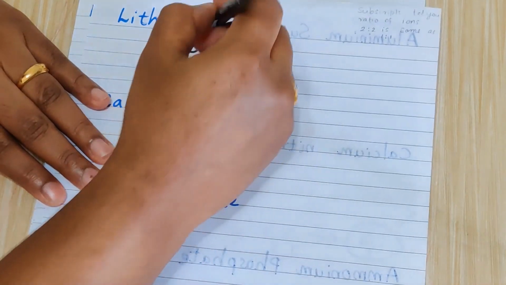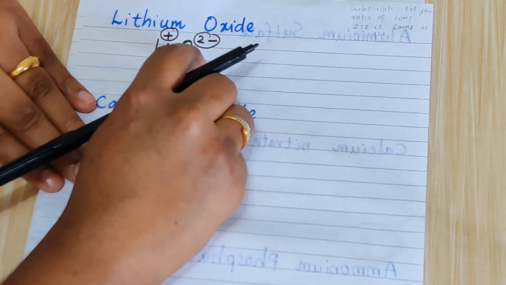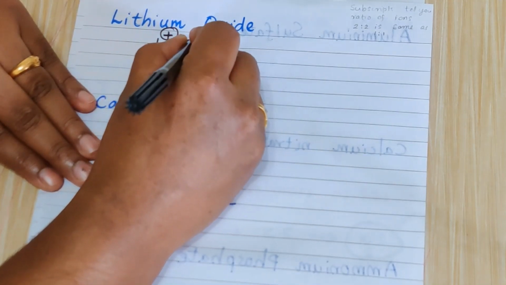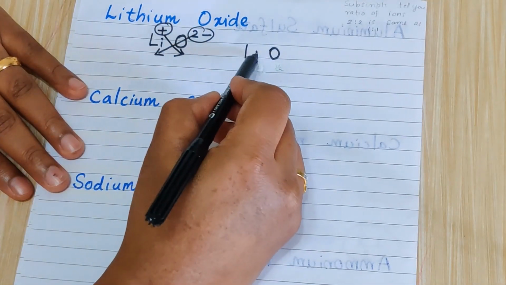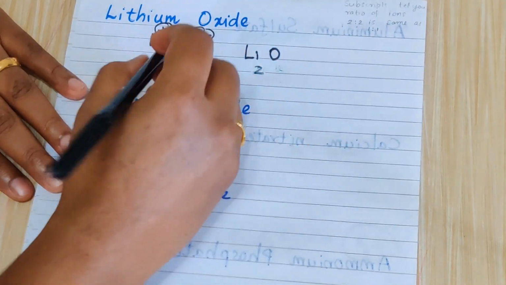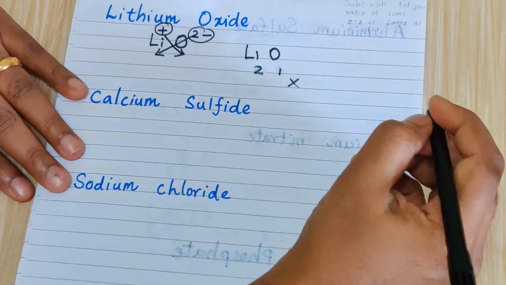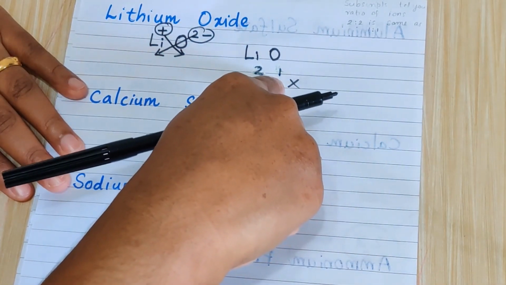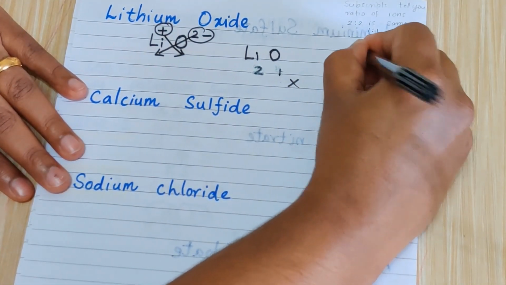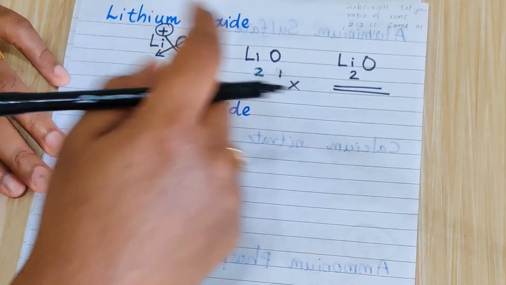What is our third step? We just cross the valencies. Don't take the charges, just take the numbers only. The 1 goes here and the 2 goes here. Now lithium has the valency 2 and oxide has the valency 1. So this is not the structure, because if it is 1, we don't need to specify the 1. So what is the actual structure? Li2O. This is the chemical formula of lithium oxide.